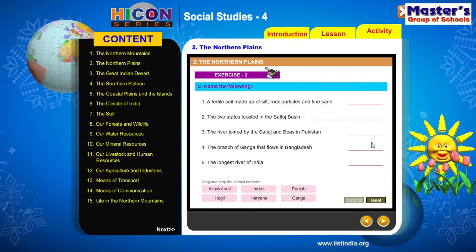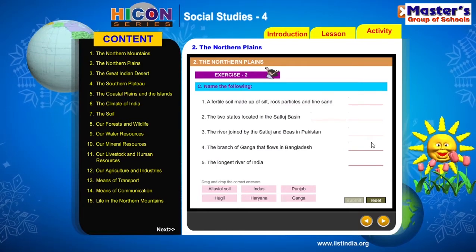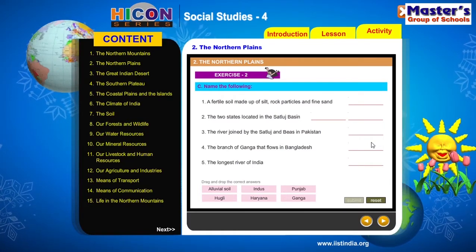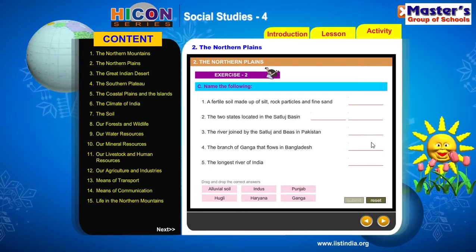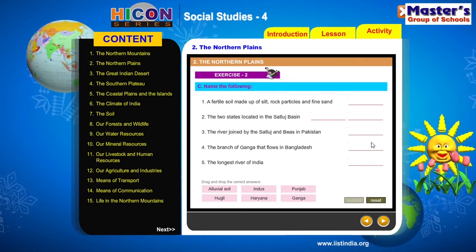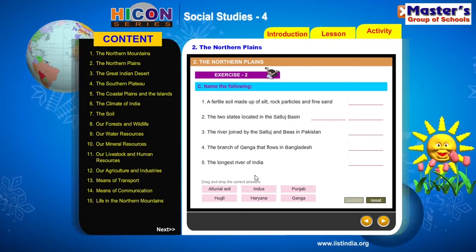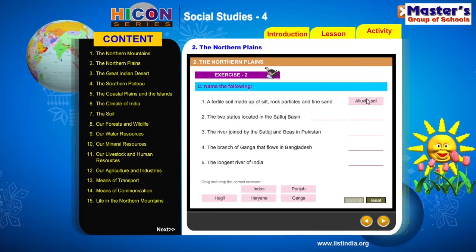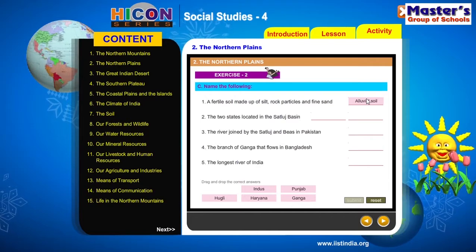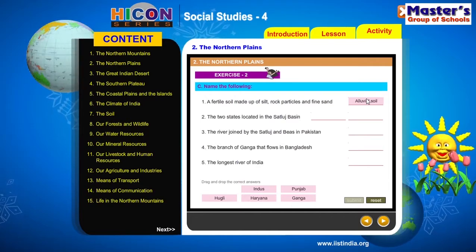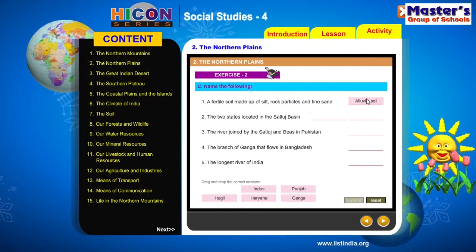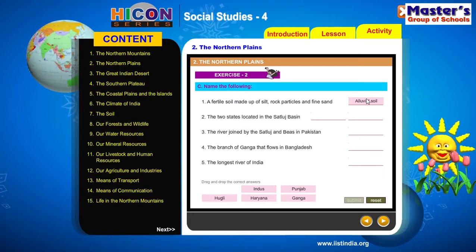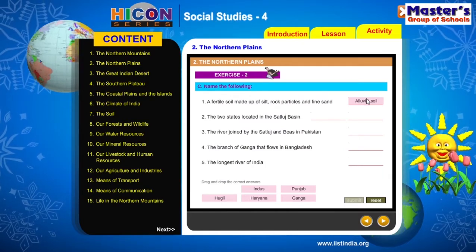The first one: a fertile soil made up of silt, rock particles and fine sand is called alluvial soil. We have seen it. As the Himalayan rivers flow down the hills, they bring a lot of silt, rock particles and fine sand, which get spread along the plain during the floods and settle down, making the soil very fertile there. That soil is called alluvial soil.